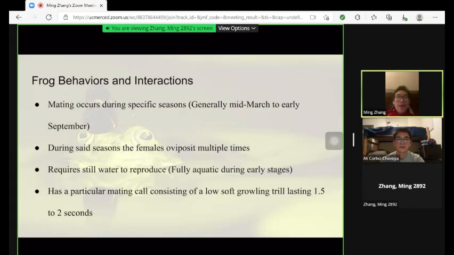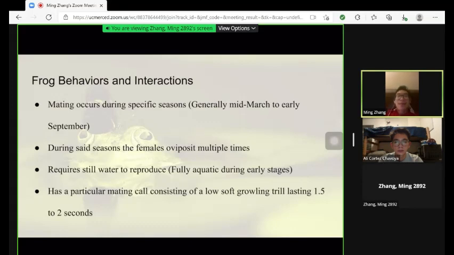While generally solitary creatures, frogs do get together during certain periods of the year to mate. For the Rana forae, this occurs from mid-March to early September. During this period, to attract males, they will let out a distinct mating call consisting of a low, soft, growling trill lasting 1.5 to 2 seconds.